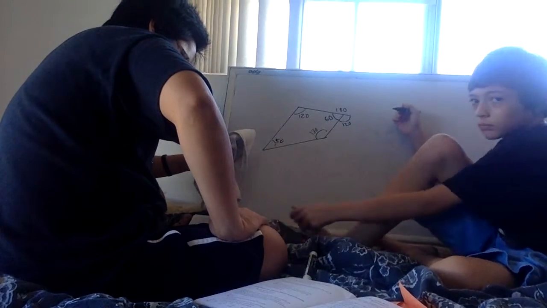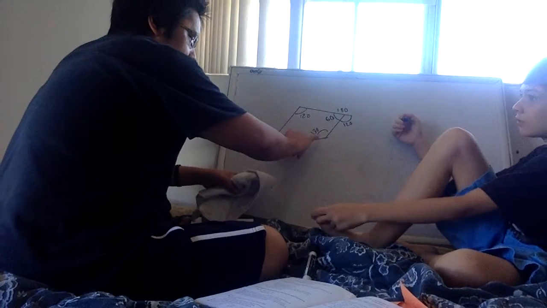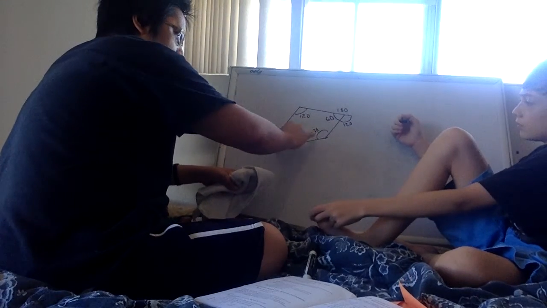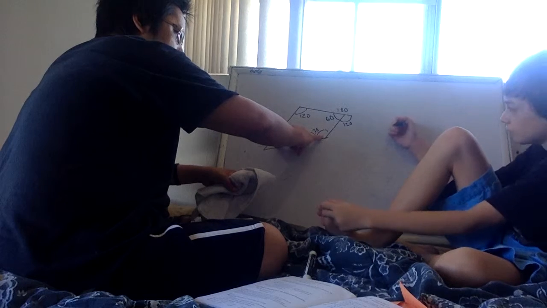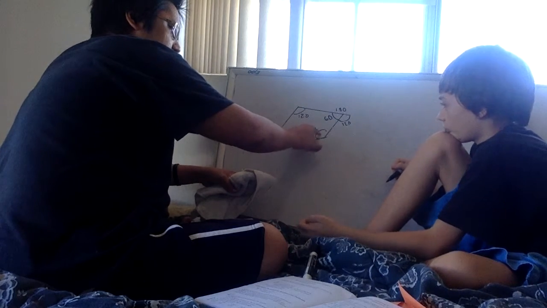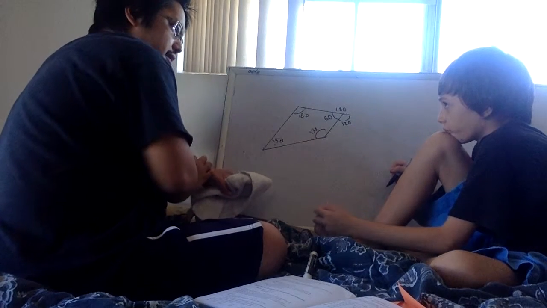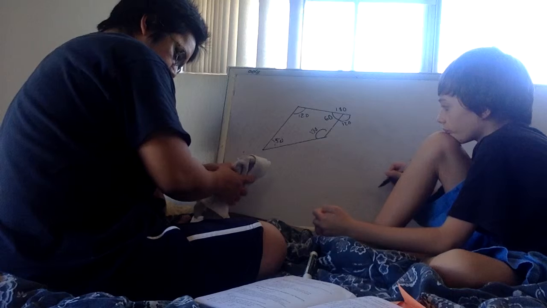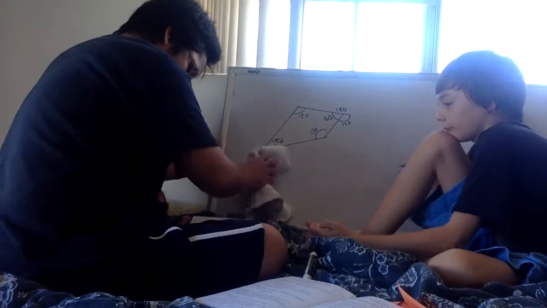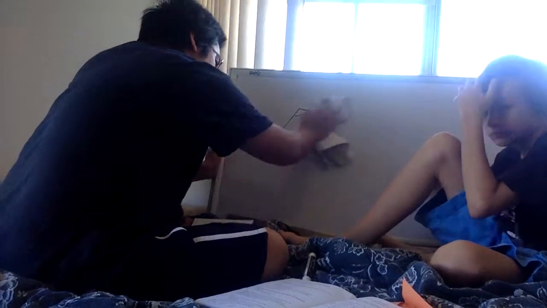So each pair of angles between the two parallel sides add up to 180. Because 50 plus 130 is 180. 120 plus 60 is 180. You get that? Yep. All right, here, let's try this. I'm going to pause it.